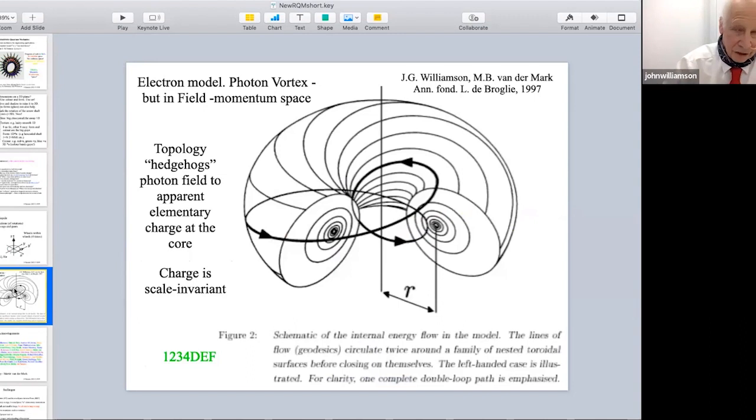So one can calculate the charge. And I'm going to do that calculation later, so that's coming up.